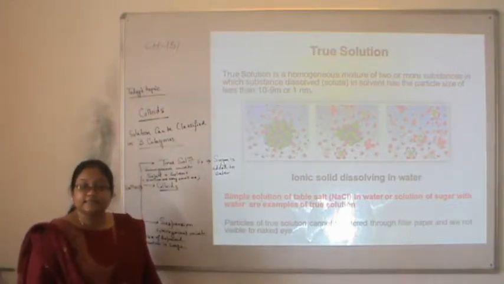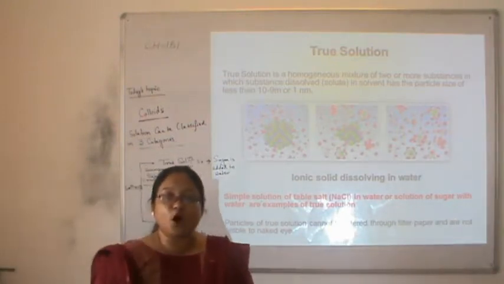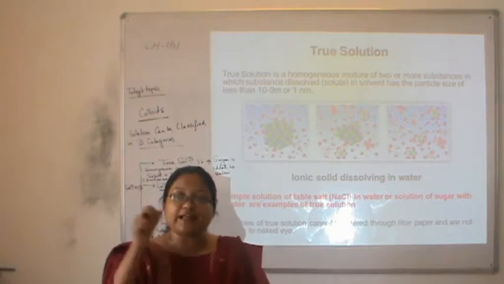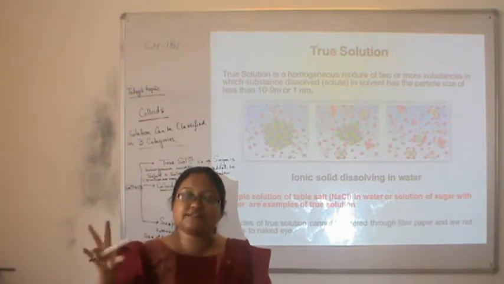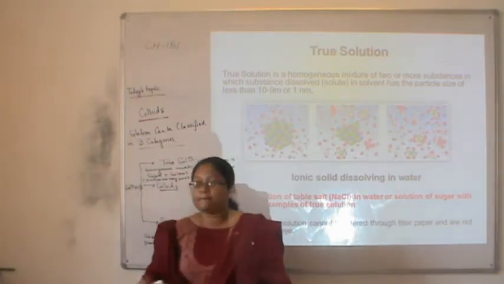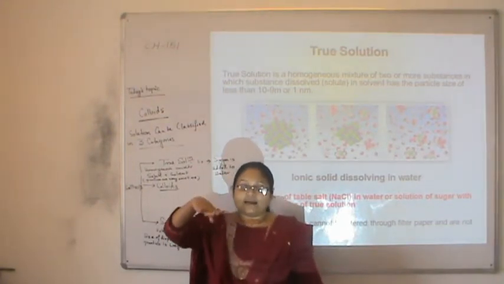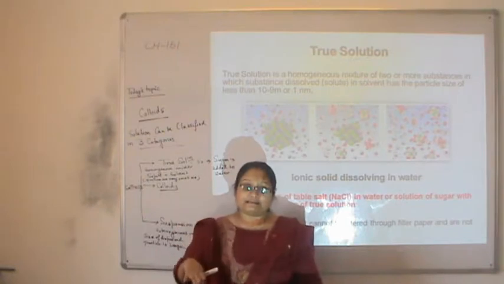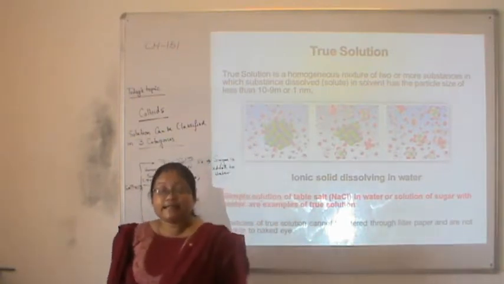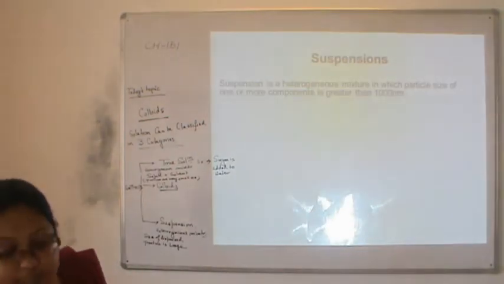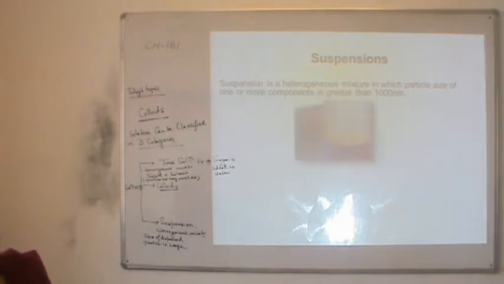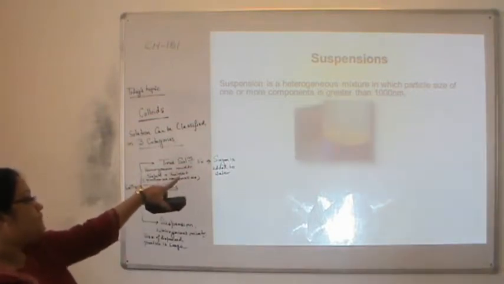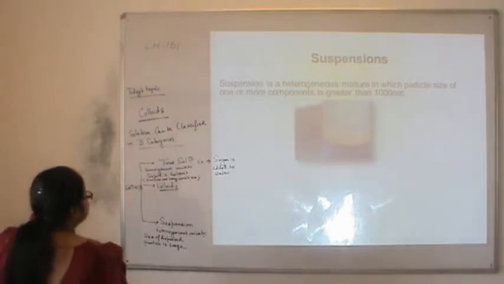An example is, if we add mud to water and we shake it, initially the mixture is homogeneous, and finally after some time if we keep it in a particular place, we find that the mud gradually sediments, and we can see the particles with the naked eye. So suspension is a heterogeneous mixture in which the particle size of one or more components is greater than 1000 nanometer. This is the example of suspension.